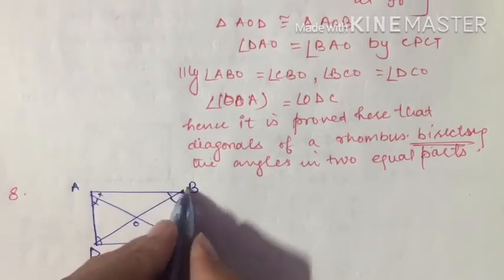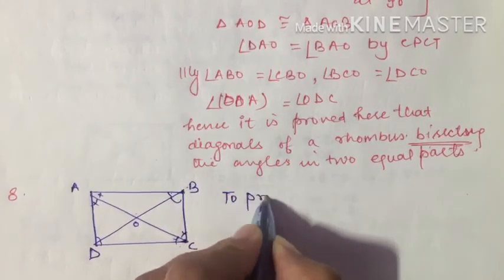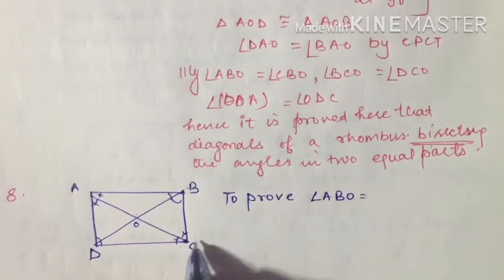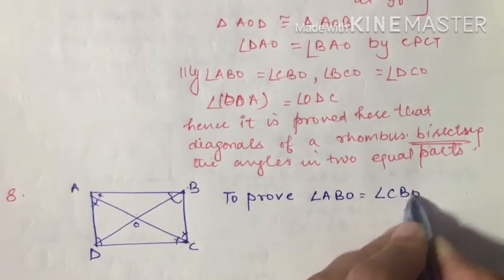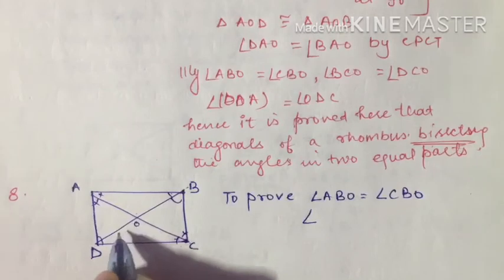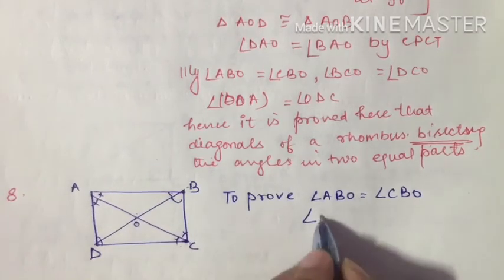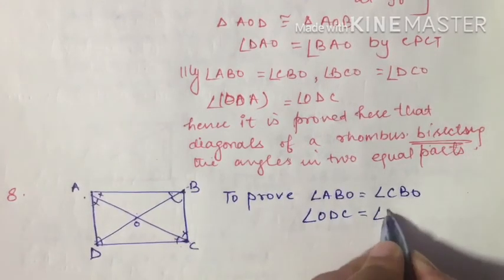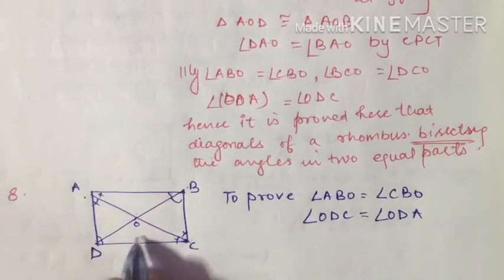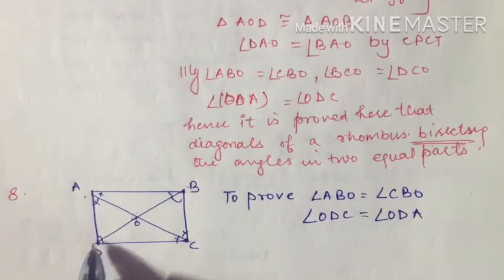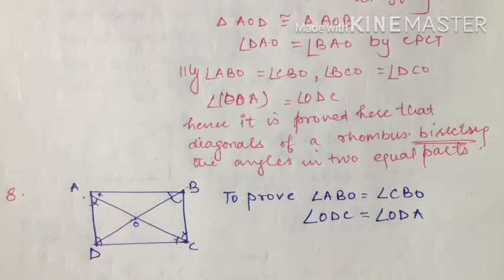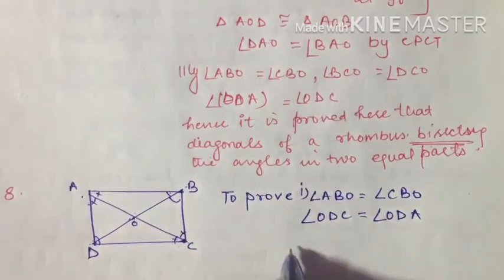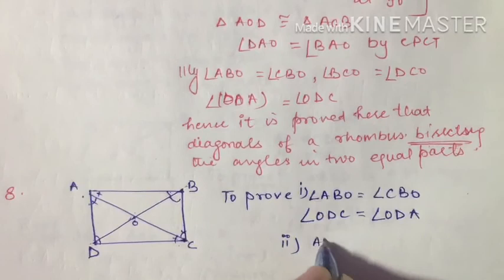I have to show to prove angle ABO is equal to angle CBO and angle ODC is equal to ODA. These two angles are also equal, and this is my first part to prove. Second part, ABCD is a square.